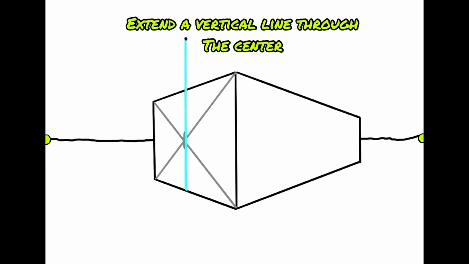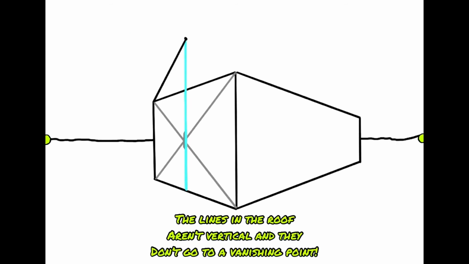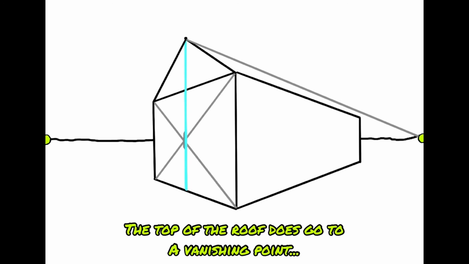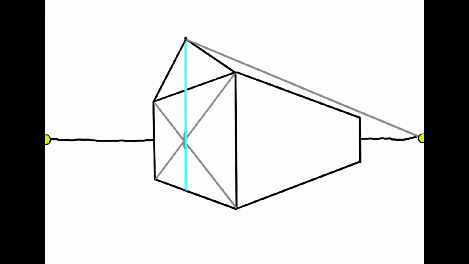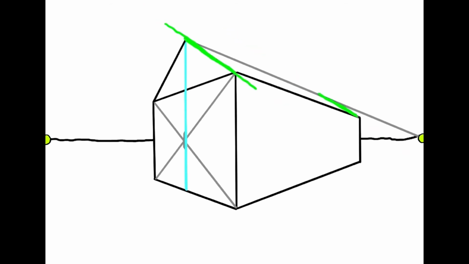Extend a vertical line through the center. The lines on the roof aren't vertical and they don't go to a vanishing point. We're breaking the rules. The top of the roof does go to the vanishing point. Make sure the back of the roof is parallel to the front.